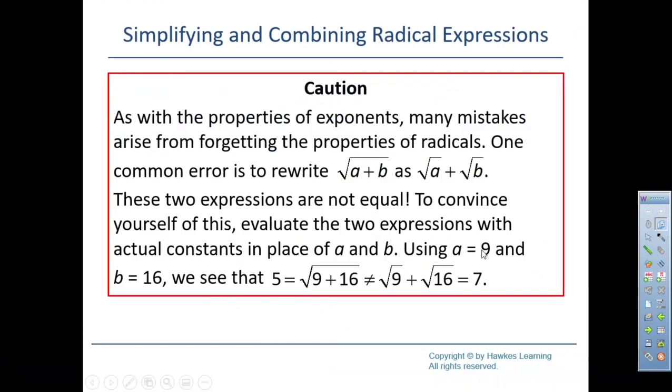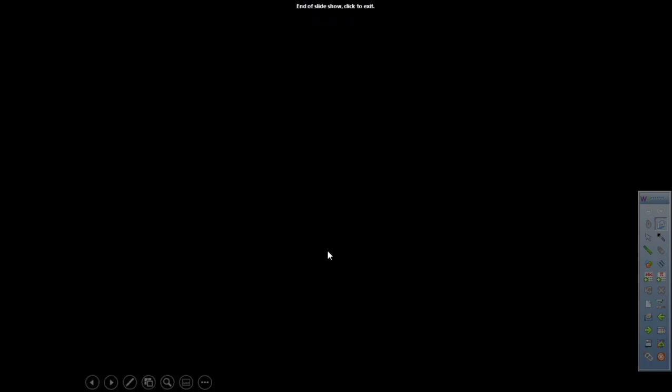Last but not least are the errors that are made. Just like with our properties of exponents, there will be errors made with our properties of radicals. We have to make sure that we don't rewrite the square root of a plus b as the square root of a plus the square root of b. That's not true. The square root of 9 plus 16 is actually going to be 5 because 9 plus 16 is 25. But not if we separate these: the square root of 9 is 3, the square root of 16 is 4, which gives us a different answer of 7. So just remember that.